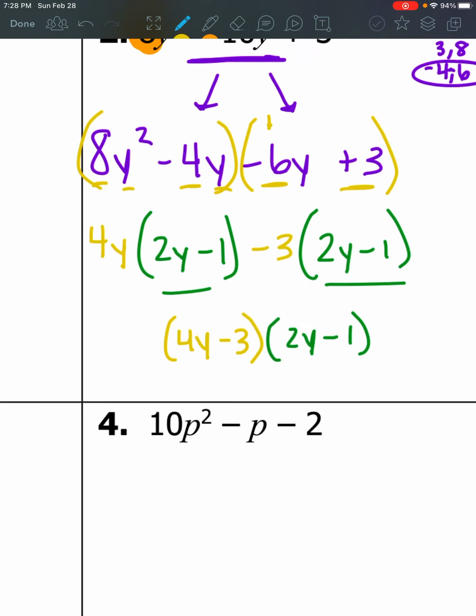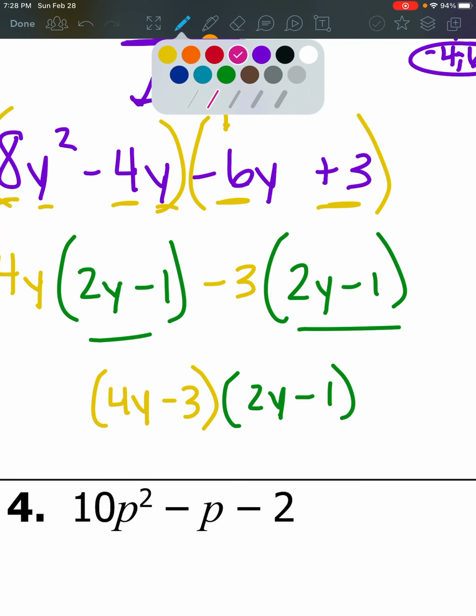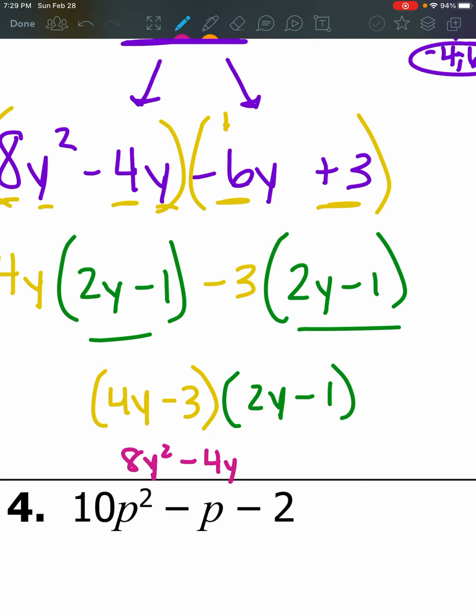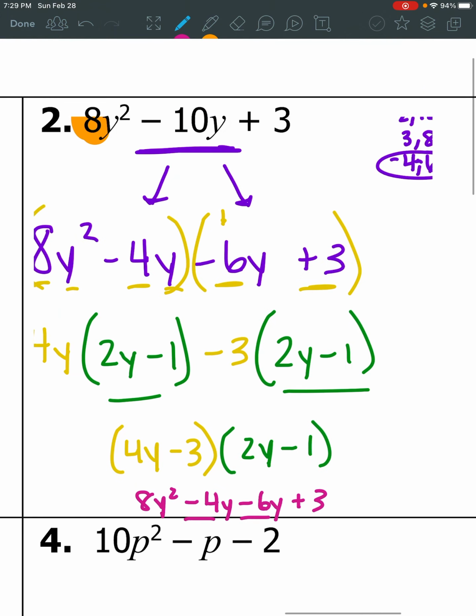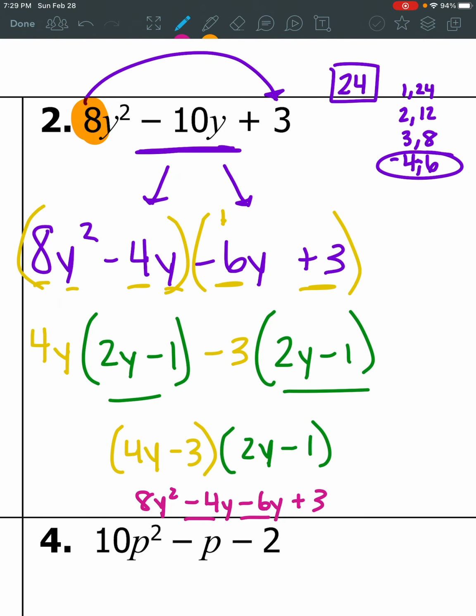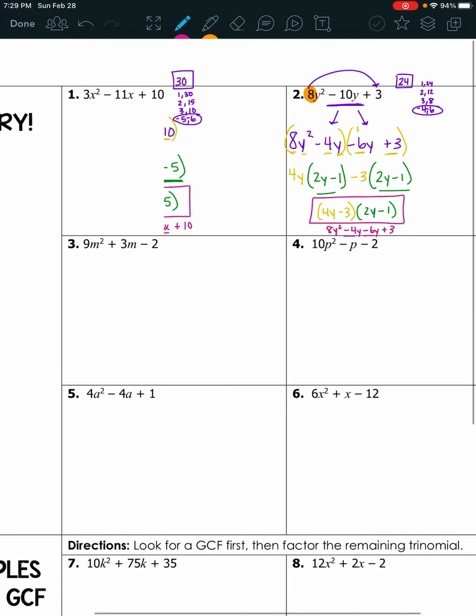So now we can check our work real quick. We would do 4y times 2y, 8y squared. 4y times negative 1, minus 4y. Negative 3 times 2y, so negative 6y. And then negative 3 times negative 1, switch to a positive 3. Middle terms combine to negative 10y. Let's see if that goes back to our beginning. 8y squared minus 10y plus 3. We are good to go. We know we're correct. Okay?